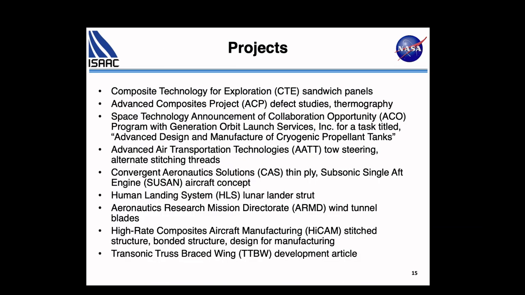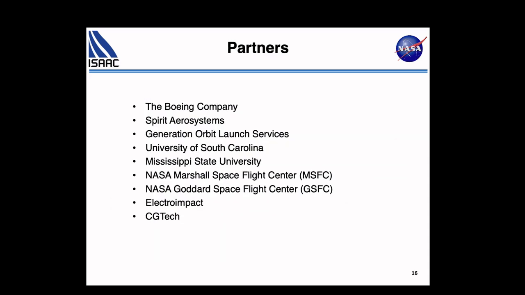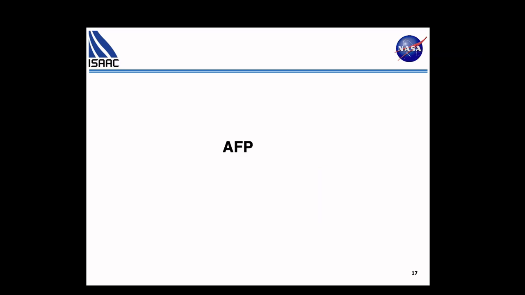This is a list of the projects that we've worked. I'm not going to go through these. It's a mix of aircraft and spacecraft projects. Right now, we are focused more on aircraft activities. These are some of the partners we have worked with. Boeing and Spirit, of course, build real airplanes. Generation Orbit is a smaller company that builds launch vehicles, as well as some universities, NASA centers, and of course, Electro Impact and CG Tech, because we're trying to do new and different things with our robot. It's really important to have a good relationship with the companies who build the hardware and the software.